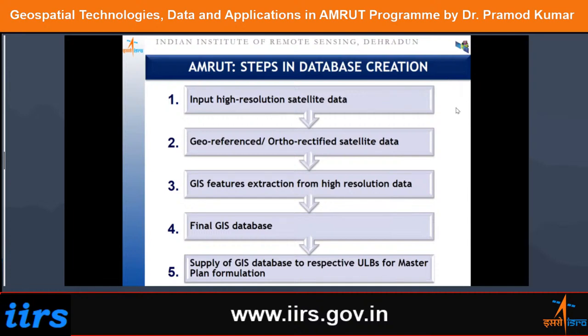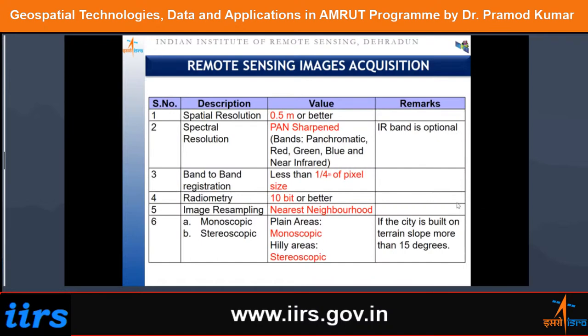Now the design standard documents specify several standards for the remote sensing images in terms of resolution, that is spatial, spectral, radiometry. Then it also speaks about the kind of satellite data. Should it be monoscopic? That means any area depicted on a single satellite image, or a combination of satellite images, that is stereoscopic, which will be helpful to derive three-dimensional information. That means if the urban areas are not undulating, then monoscopic satellite data can be used.